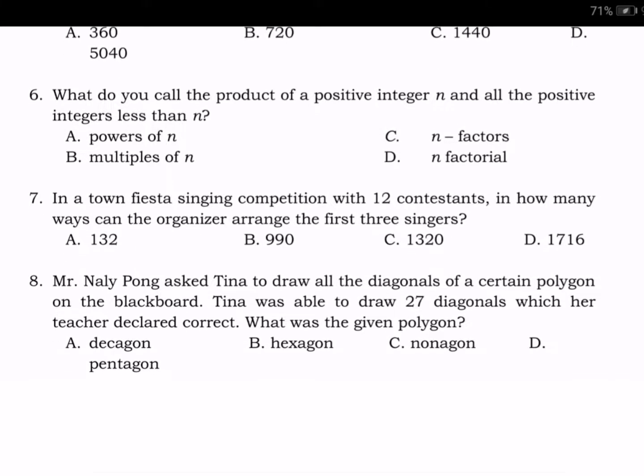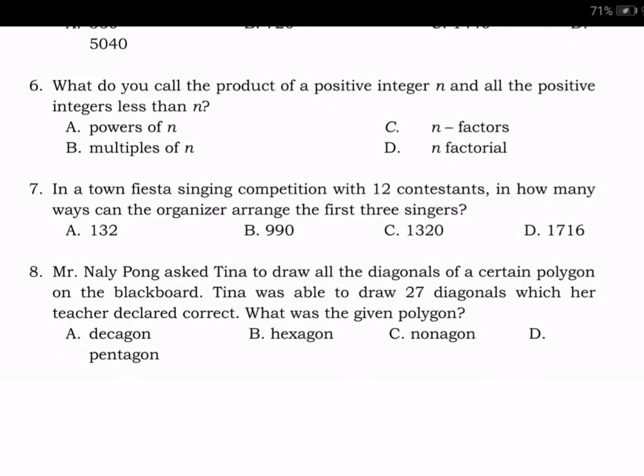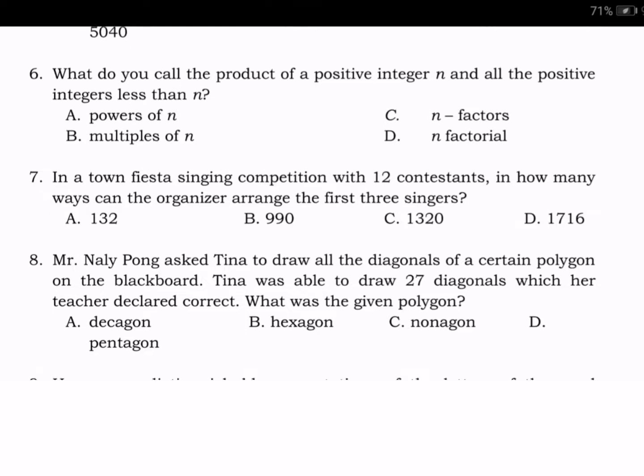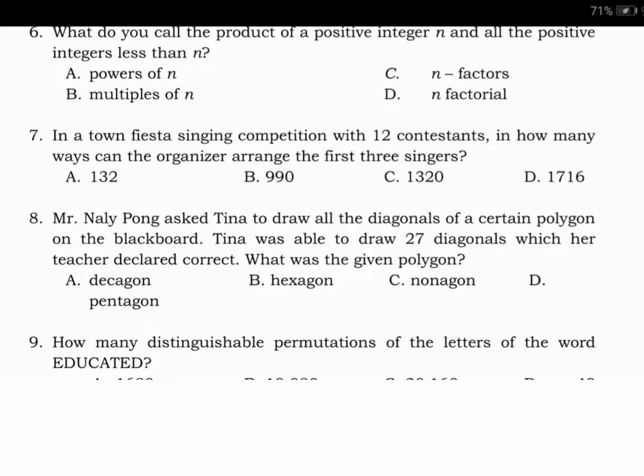Number 7. In a town fiesta singing competition with 12 contestants, in how many ways can the organizer arrange the first 3 singers? The answer is C. 1320. Mr. Nalipong asked Tina to draw all the diagonals of a certain polygon on the blackboard. Tina was able to draw 27 diagonals which her teacher declared correct. What was the given polygon? The answer is C. Nonagon.